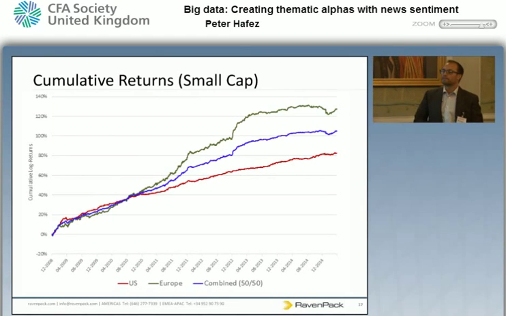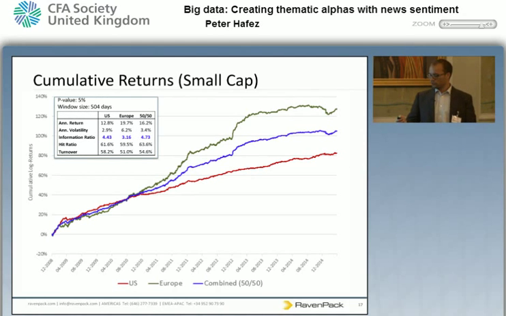This is for small cap. So again, you see somewhat more of a flatlining thing going on. It's not as severe as for large cap, but it's a little bit more flat here, but you see it starting to pick up again towards the end. You don't see it for the US.